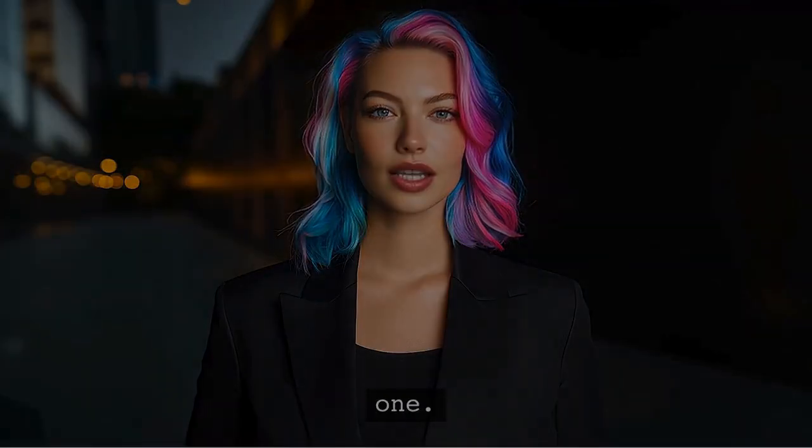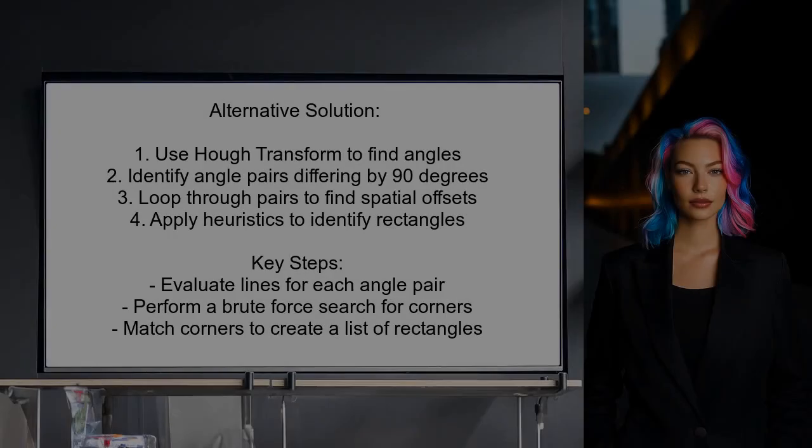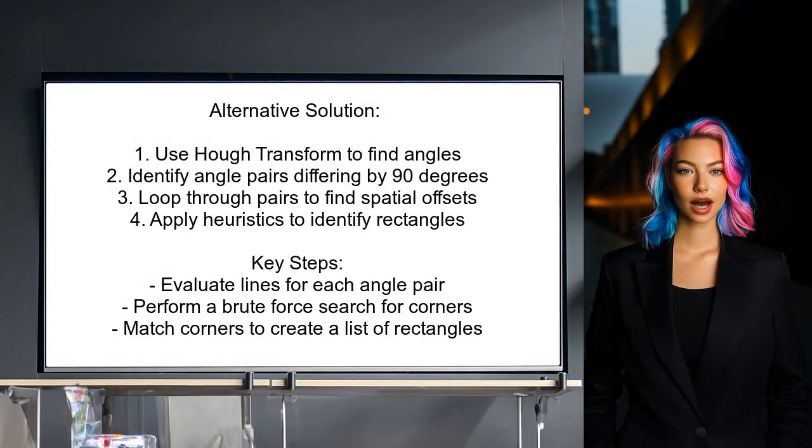Let's take a look at another one. This user suggests using the Hough transform to identify angles of interest in the image. They recommend finding pairs of angles that differ by 90 degrees and then looping through these pairs to identify spatial offsets for vertical and horizontal line candidates. From there, they propose using heuristics to identify likely rectangles from these orthogonal lines.